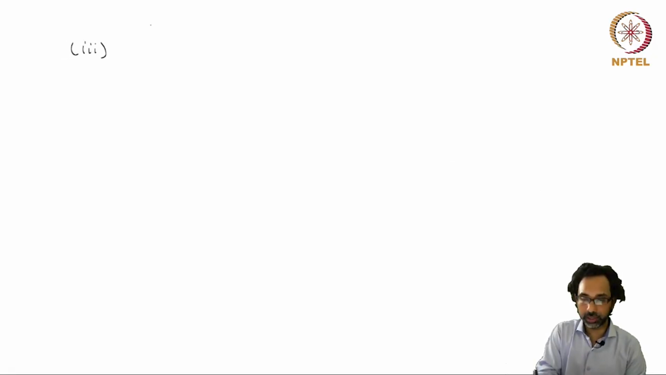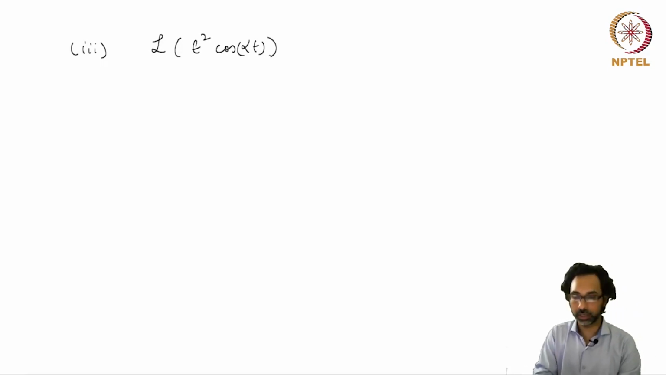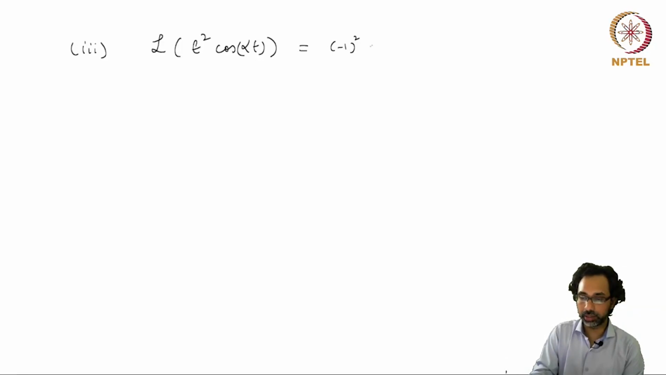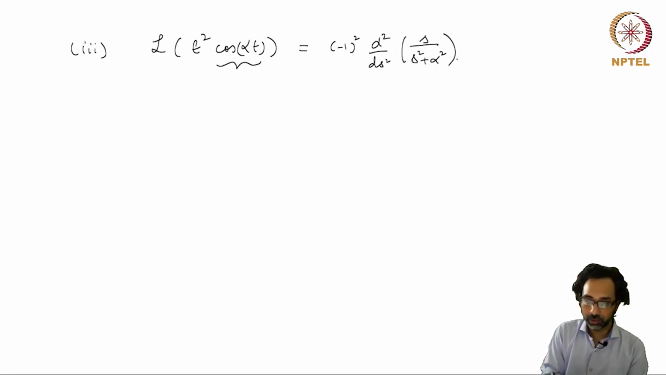Now for another example, let's look at the Laplace transform of t square cos of alpha t, where alpha is a constant, and we know that this is going to be minus 1 squared, the second derivative of the Laplace transform of cos alpha t, which is, as we know from our previous result, s over s square plus alpha squared. So first derivative of s over s square plus alpha square, let's compute that.